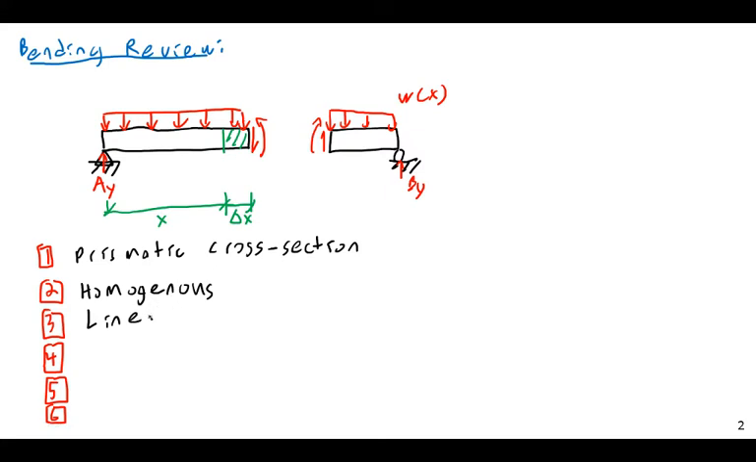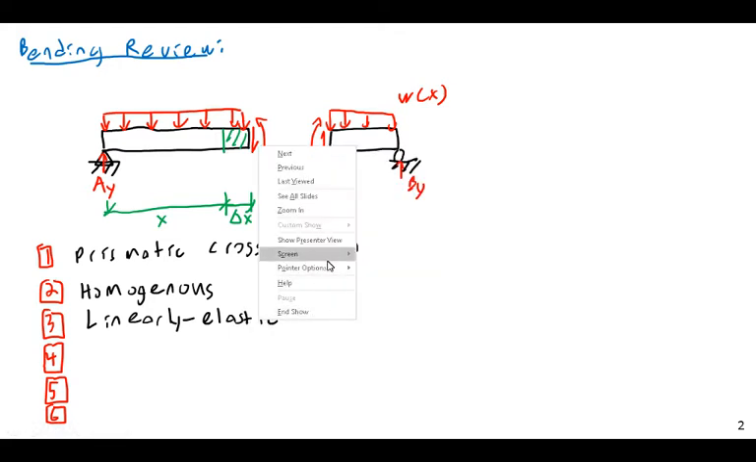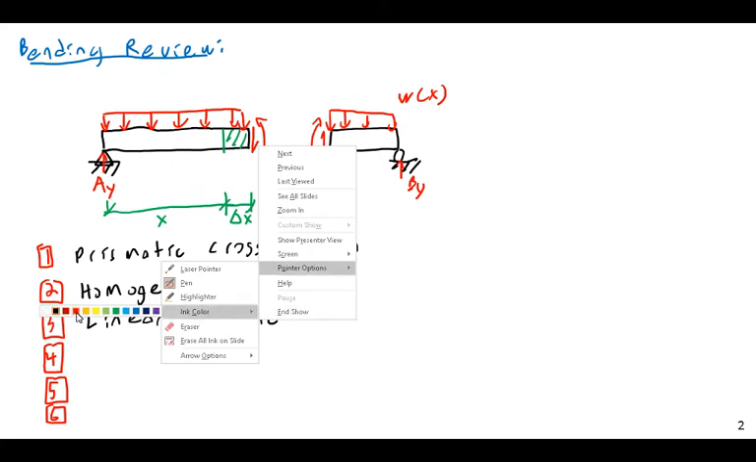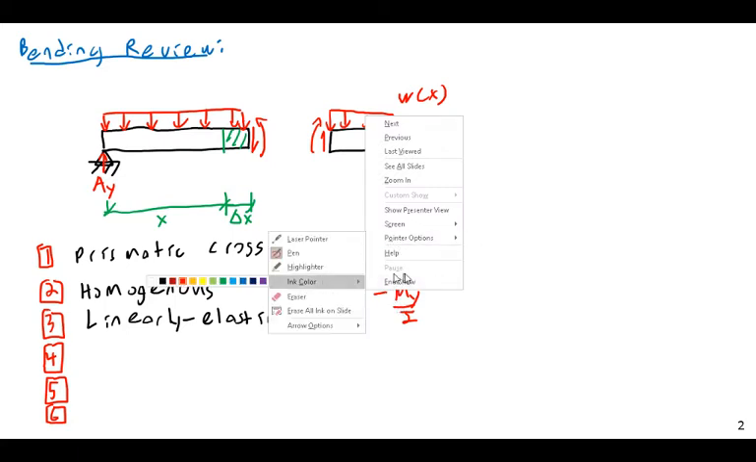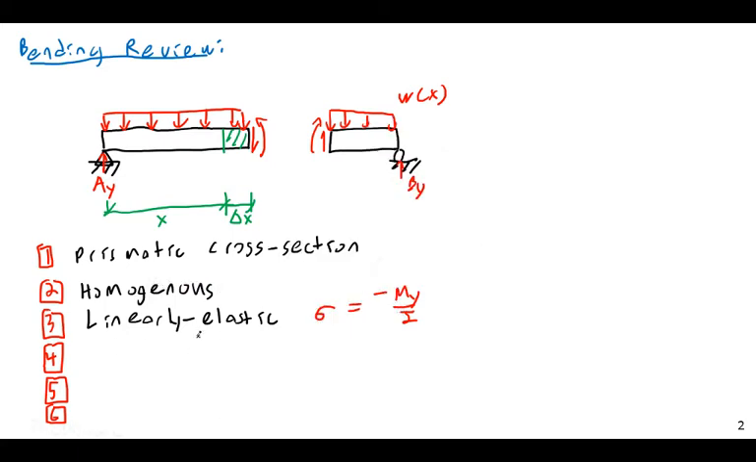3, it's linearly elastic. So it's not a weird material, it's just a normal, friendly, happy, you know, Bob Ross, happy trees, happy material. Very simple. Something that would find its home in Mr. Rogers' neighborhood. Sigma is equal to negative My over I. That's what that comes from. Very nice, friendly, happy materials. Let's keep it simple. And not only are these nice, friendly materials, we're only loading them within the elastic range. So again, that is the assumption that allows for this equation.